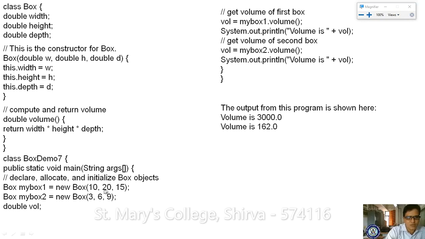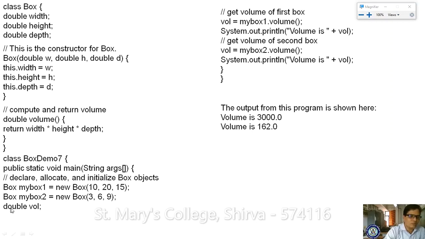I'm supplying the parameters. Why are we supposed to supply the parameters? Because we are constructing the constructor, right? So 10, 20, 15 will be automatically initialized to w, h and d. 10 into 20 into 15, whatever it processes, will be stored in the volume. Whoever called this volume, the value will be returned. If I call with another object, 3, 6, 9 will be initialized, 3 into 6 into 9 will be processed, and whoever calls it, it will return that value.